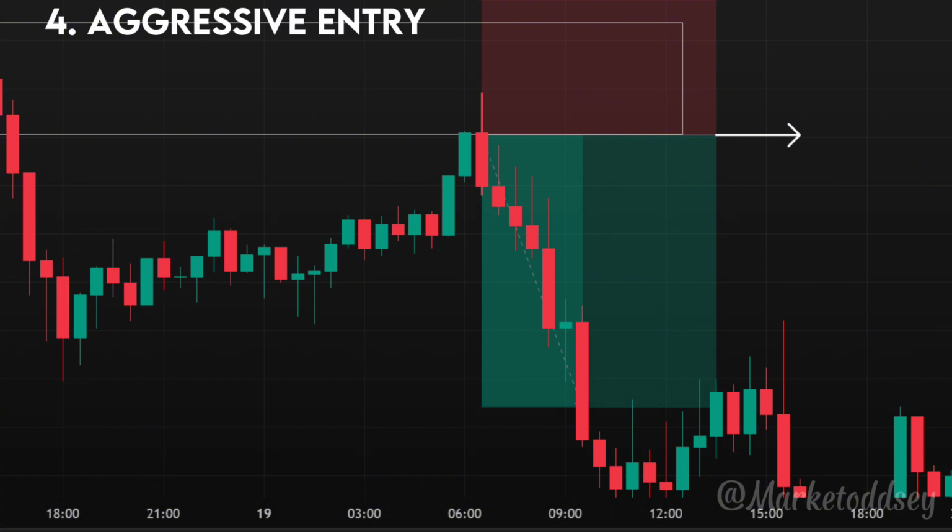4. Aggressive entry. Place orders at the edge of the body, closest to recent price action. Pros. Maximizes profit if right. High risk if wrong. Use cautiously. Risk management tip. Always set stop losses just beyond the order block's edge to avoid getting caught in false moves.